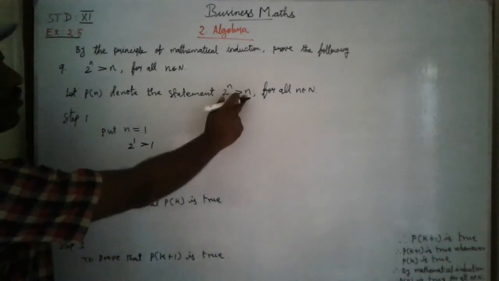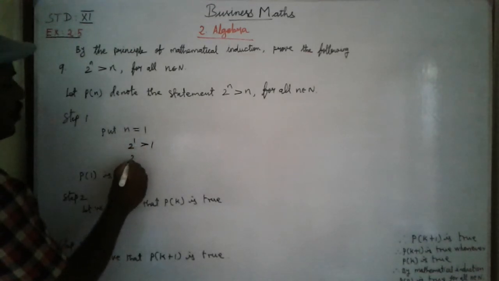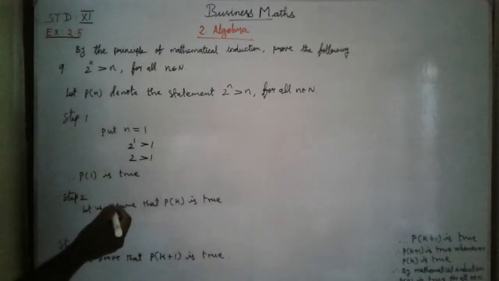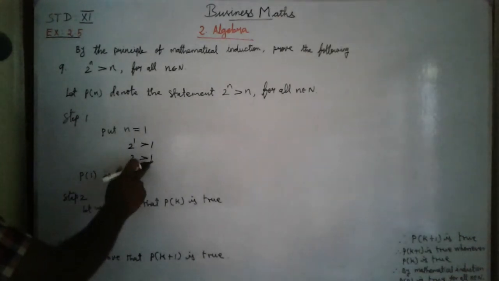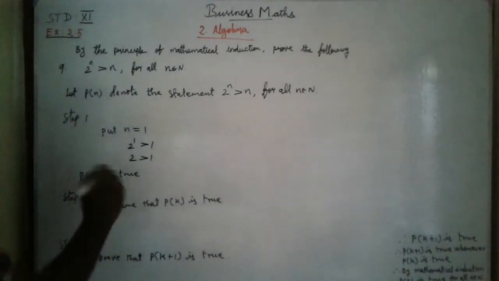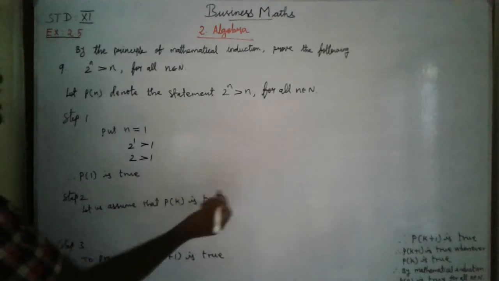n is what? 1. 2 power 1 is 2, greater than 1. It is true. 2 is the bigger value compared to 1. So 2 greater than 1. So p of 1 is what? True. Step 2, let us assume that p of k is true.